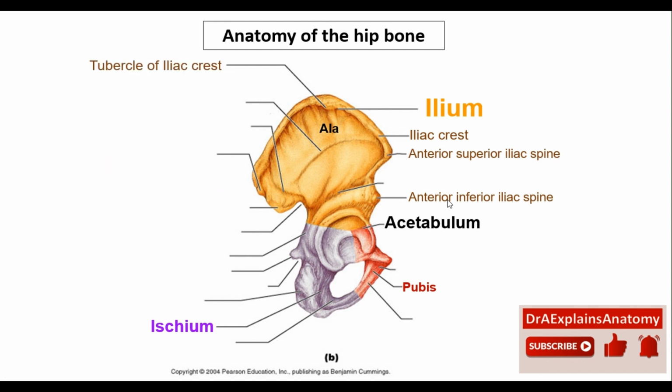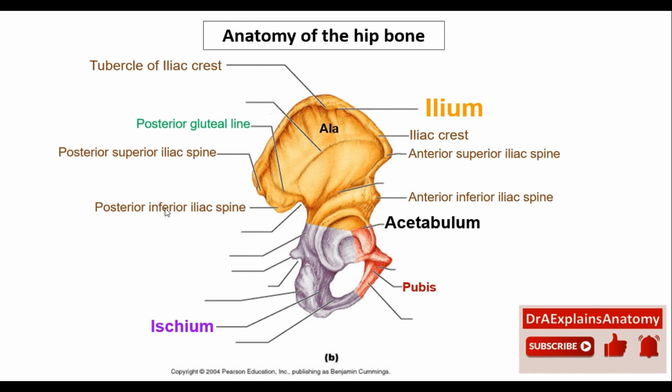This is the tubercle of the iliac crest. This is the posterior superior iliac spine. This is the posterior inferior iliac spine. Both are posterior. The ischium will help you identify the posterior aspect. One is superior and one is inferior.